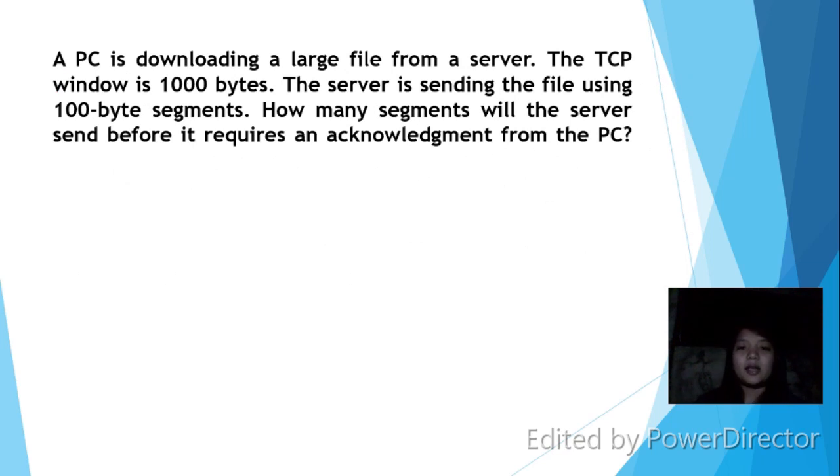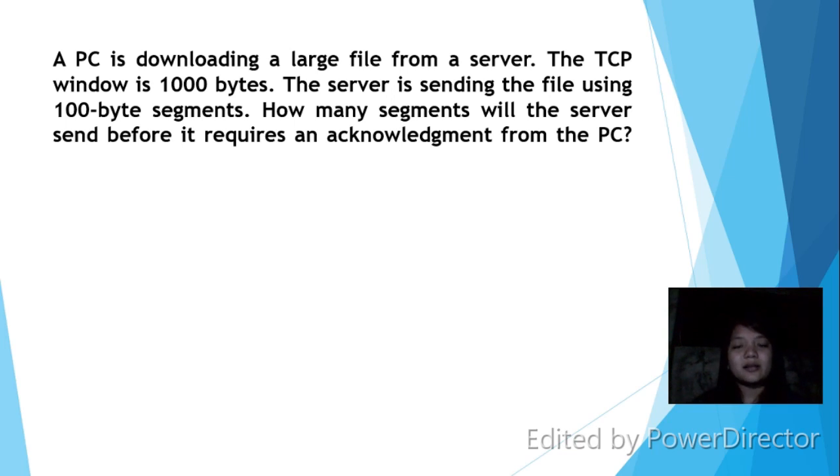So I have here the question. A PC is downloading a large file from a server. The TCP window is 1000 bytes. The server is sending the file using 100 byte segments. How many segments will the server send before it requires an acknowledgement from the PC?